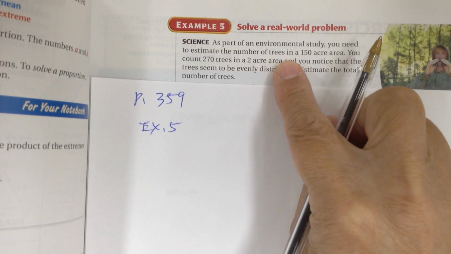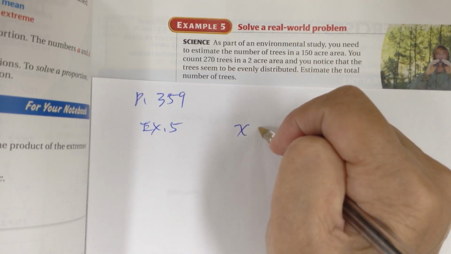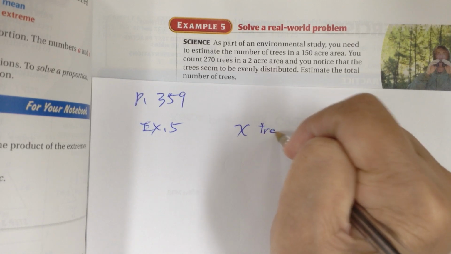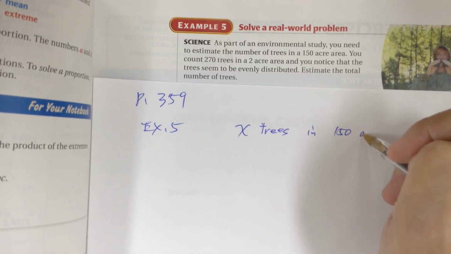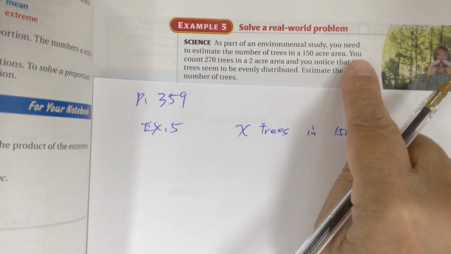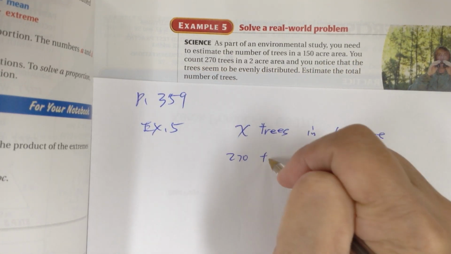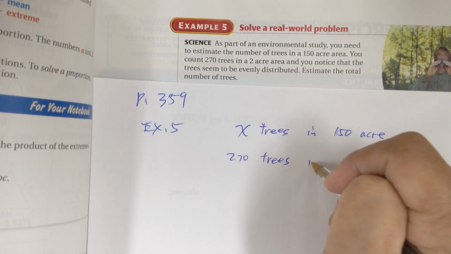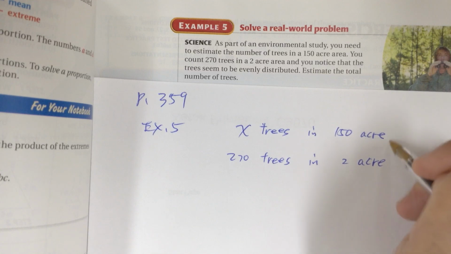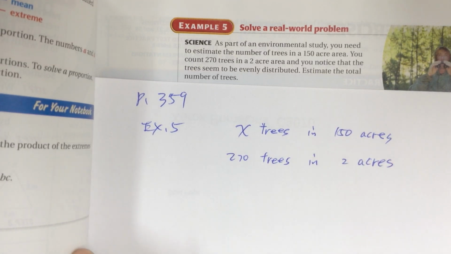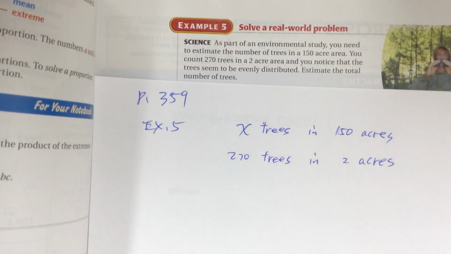Okay, so you're looking for trees, so that's x trees in 150 acres. And it says you counted 270 trees. So what you do is write down the information in 2 acres. Once you write things out, whatever you see, then that's your ratio. That's an easy way to do it.